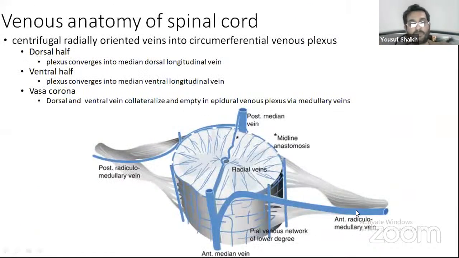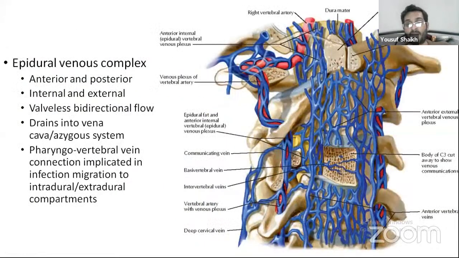The venous system of the spinal cord is again distributed in a similar fashion. There are superficial veins and deep veins. The superficial veins form a very extensive epidural venous plexus, and they allow bidirectional flow of blood. This is also one of the culprits that leads to the spread of metastasis as well as infections in the cervical spine to the adjacent segments. This venous plexus is particularly very extensive at the level of C1-2.